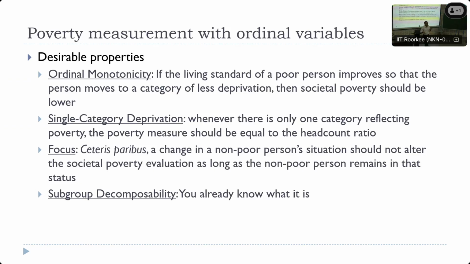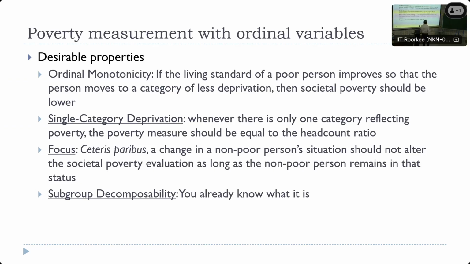There is no depth, right? You have not more than one category, just one category reflecting the poverty. Then your poverty measure should simply be the headcount ratio. It doesn't make any sense to create something else. So if you have a single category deprivation, then your measure should be the headcount ratio.